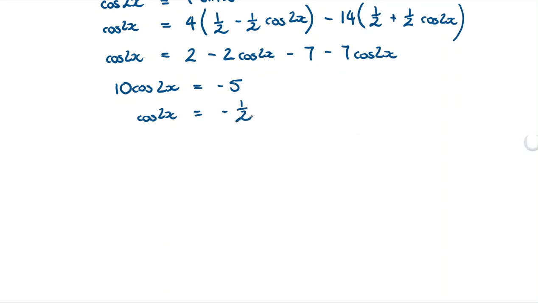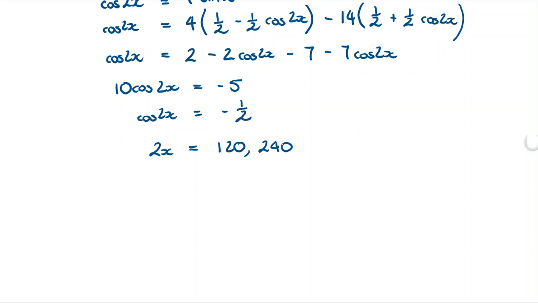Okay, so that's -1/2. And we're now going to solve for 2x. Where is cos negative? Yeah, good. So I was going to say the second and third quadrant, the acute angle would be 60 degrees, which means 180 minus 60 is 120 for the second quadrant. For the third quadrant, it is 180 plus 60, which is 240.